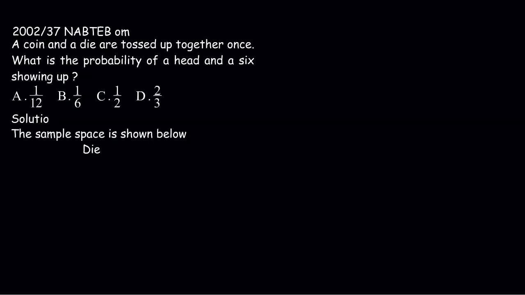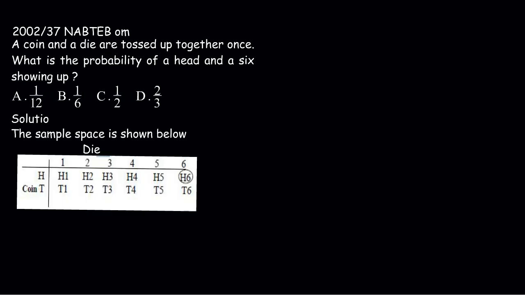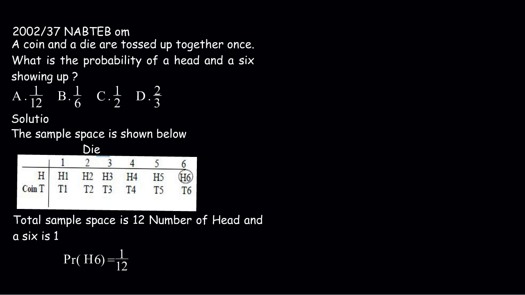We have another question for NABTEB. It states that a coin and a die are tossed together once. What is the probability of a head and a 6 showing up? Now our very first step is to construct our probability table, and when we do that, we get the table as shown. Now the total sample size is 12, and the number of outcomes that have a head and a 6 is 1. So the probability of a head and a 6 will be equal to 1 over 12.